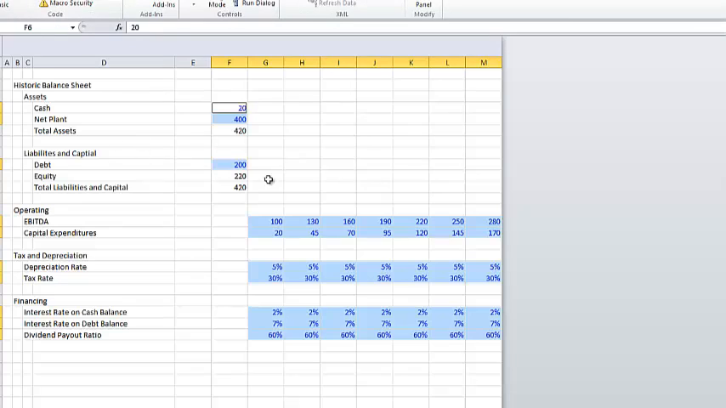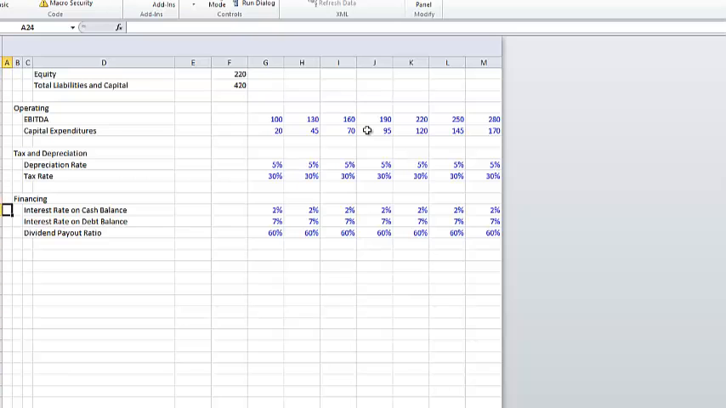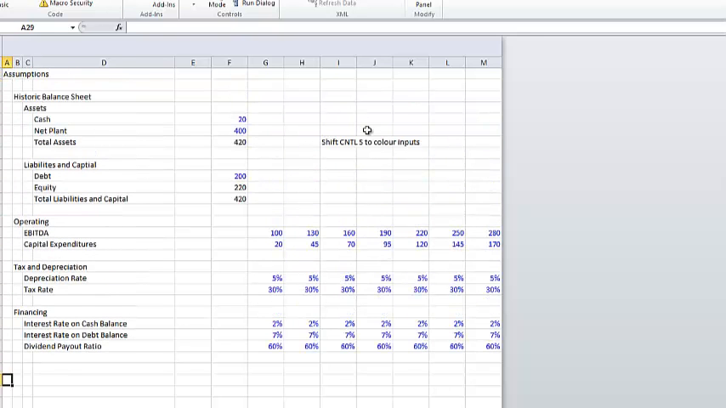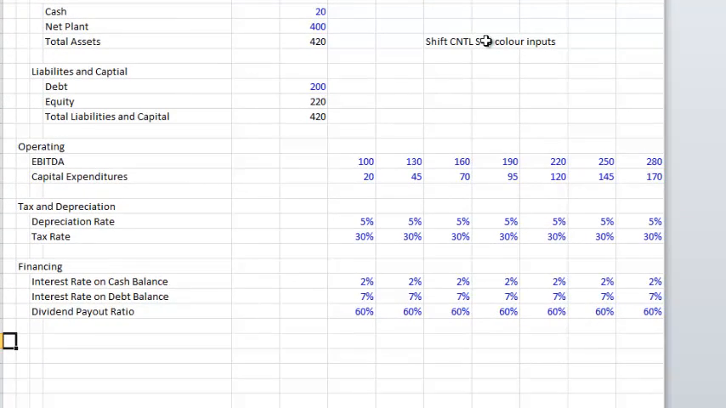Okay. Shift Control S will ask for inputs. Okay, and now after we have the inputs finished, I hope this works okay. Let's make our operating section. We already have that: our EBITDA and our capex.